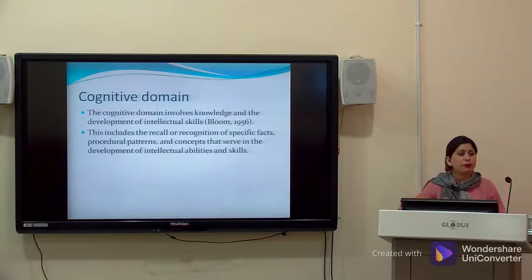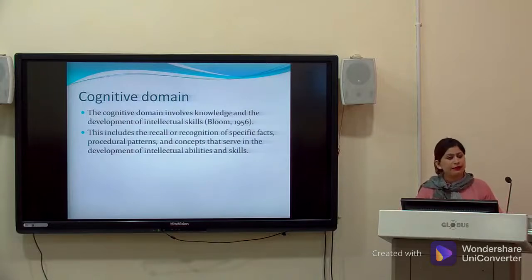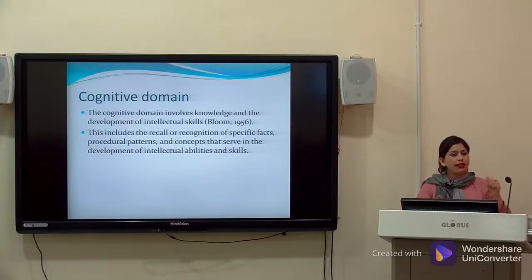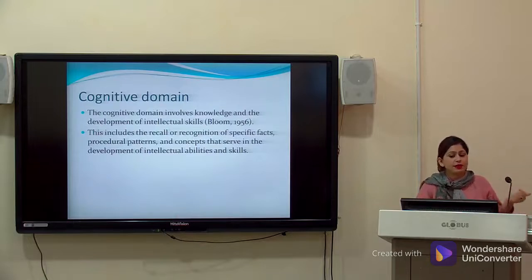The first domain that we will discuss today is the cognitive domain. Now what is the cognitive domain? What is cognition? Cognition involves knowledge and the development of intellectual skills. So the cognitive domain involves acquiring knowledge. That is the first level in the hierarchy. It's now called remembering. And the development of intellectual skills.